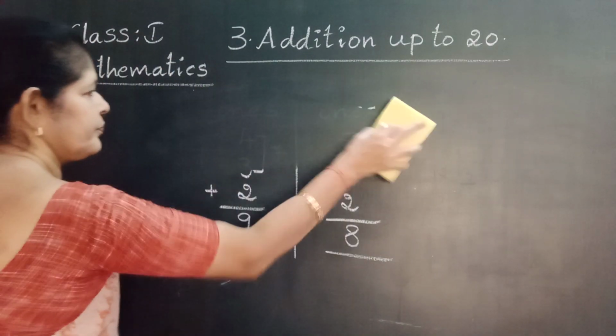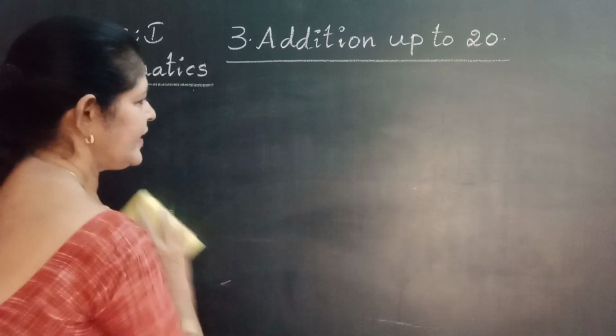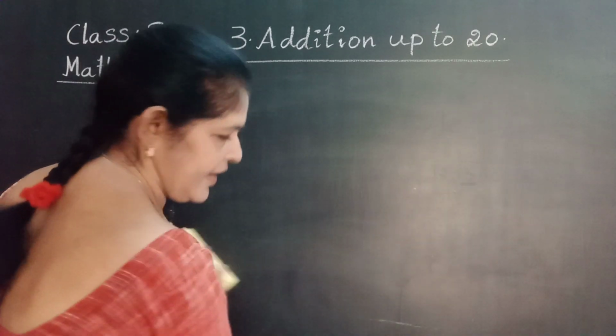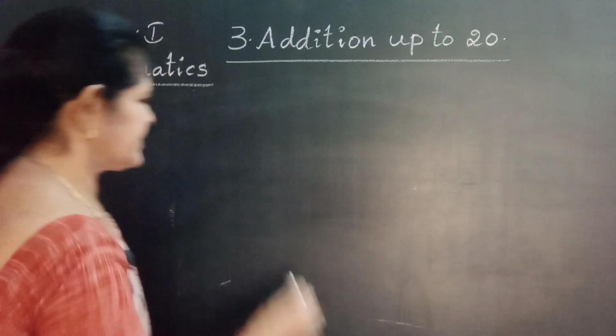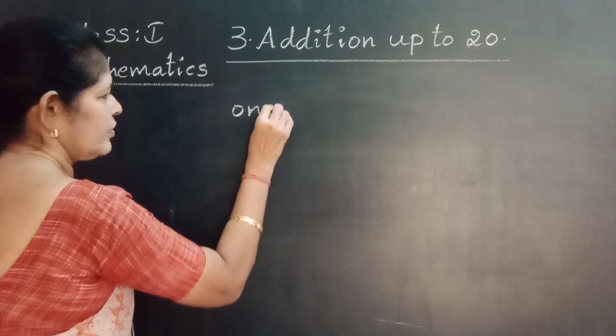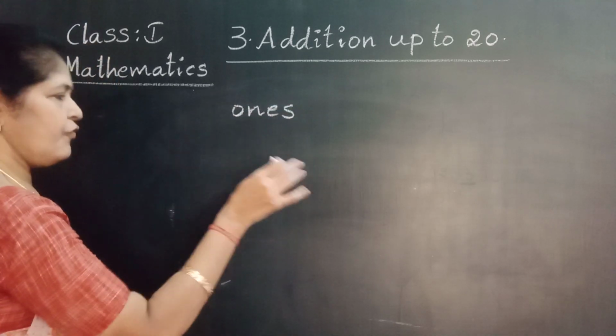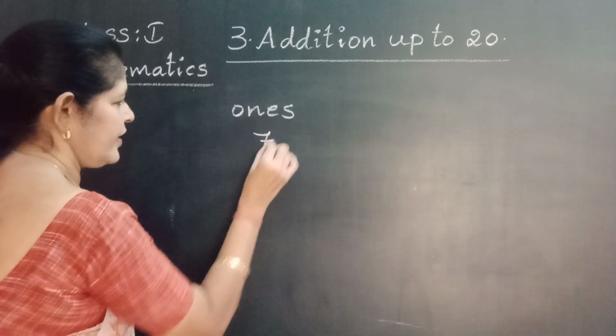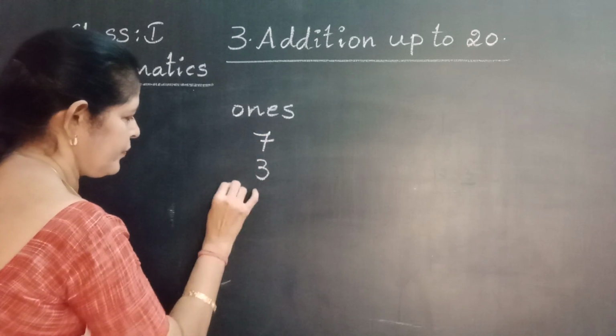Another example. Here we are adding 1 digit numbers. Another one. 1 digit, no? That's why ones. 7 plus 3 plus 4.